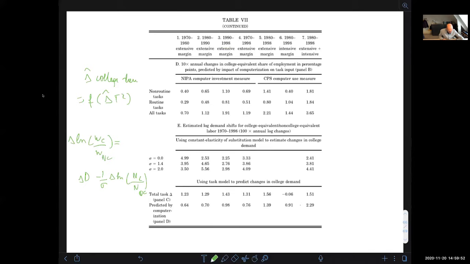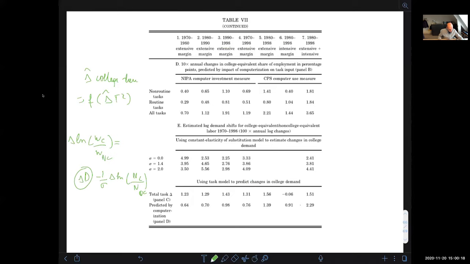And so what you can do is, if you have changes in the return to college and you have changes in relative supply and you assume a sigma, you can back out the implied change in the relative demand for college workers from this canonical model of skill bias technological change.